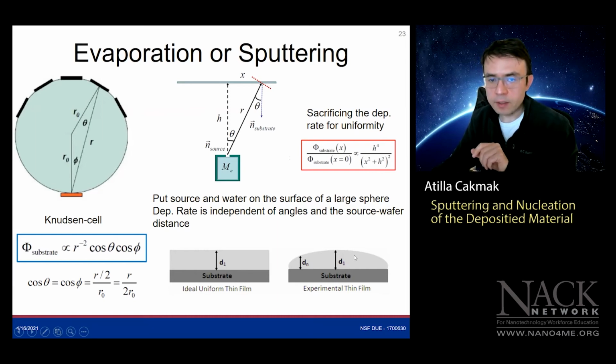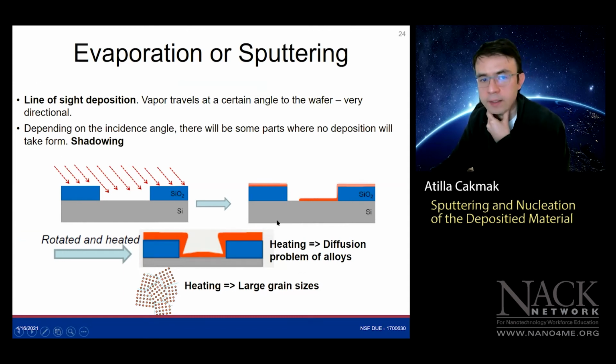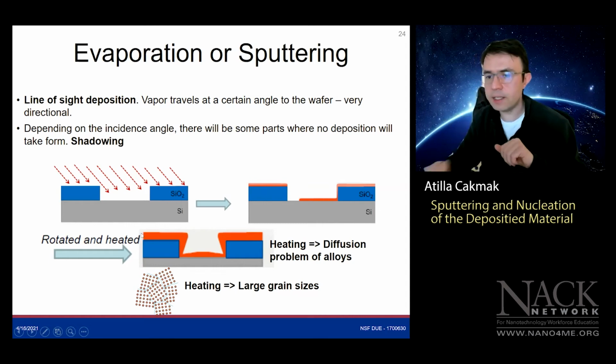Now, because of that problem, we had shadowing issues, especially with patterns. If you have a pattern and your material evaporation is here, that's going to produce these kinds of shadowing effects, which are going to be bad. You can counteract this with some diffusion, by rotating and heating, and then this material will deposit and diffuse all around again.